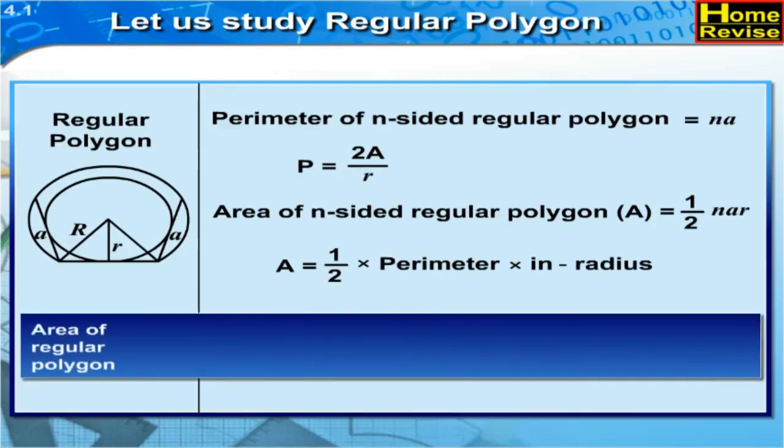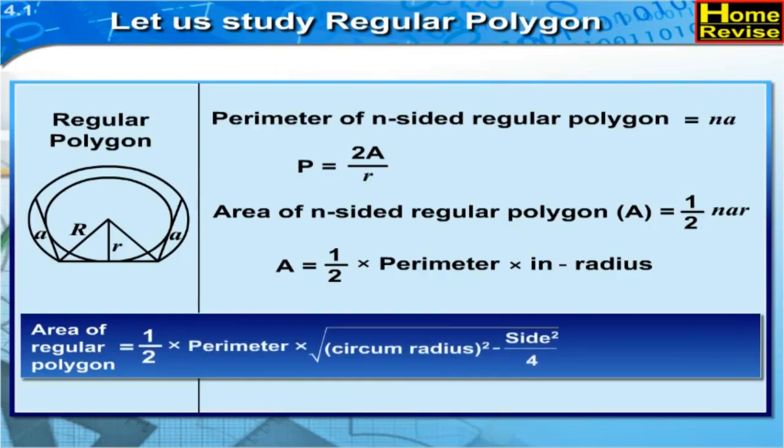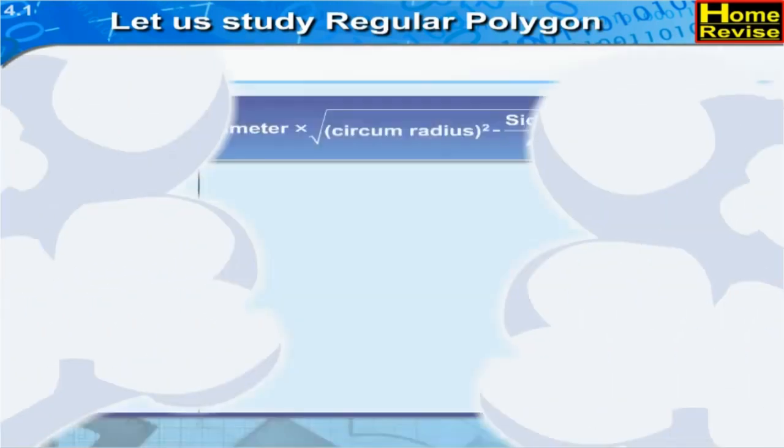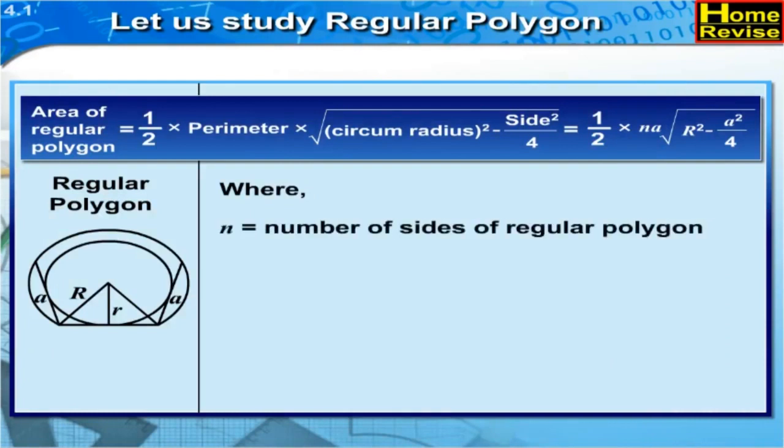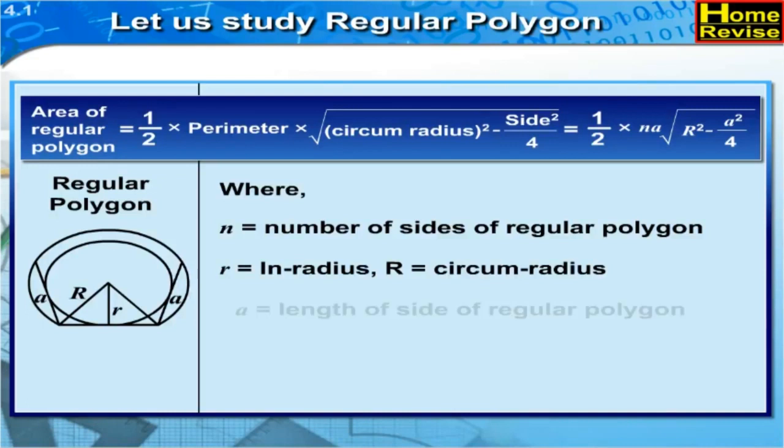Friends, area of regular polygon is equal to half into perimeter into square root of circumradius square minus side square upon 4. That equals half into na into square root of R square minus a square upon 4. Where n is equal to number of sides of regular polygon, small r is equal to inradius, R is equal to circumradius, a is equal to length of side of regular polygon.